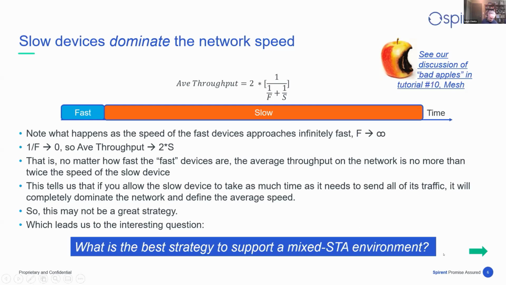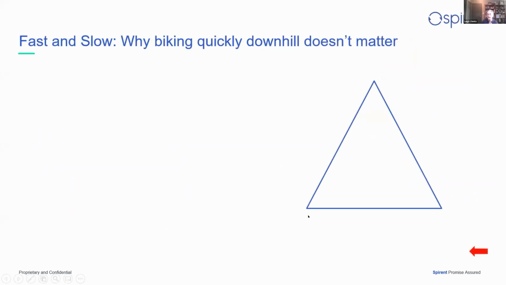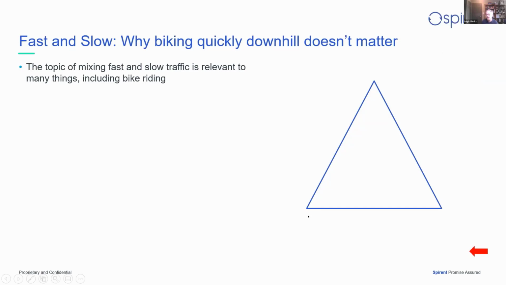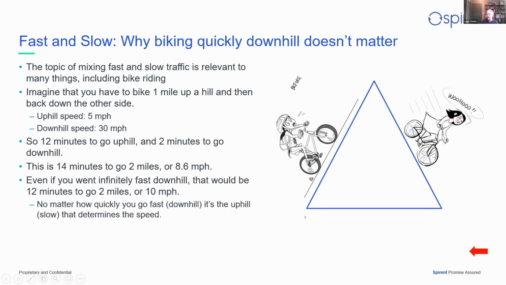I'm going to take just less than a minute to relate this whole discussion, by the way, to something outside the whole realm of Wi-Fi and communications. This is exactly the same story as to why, for example, if you were to go biking and bike uphill and downhill, your speed is actually determined by how quickly you can handle the uphill parts.